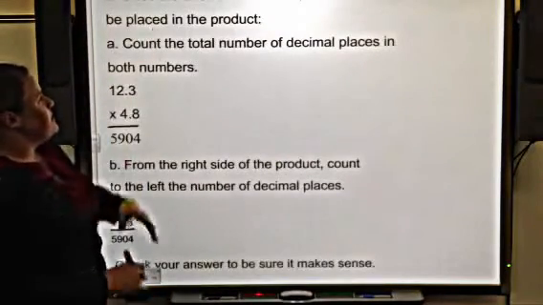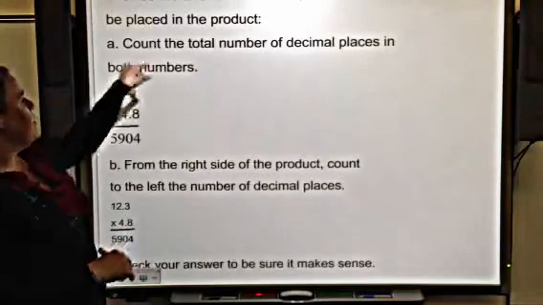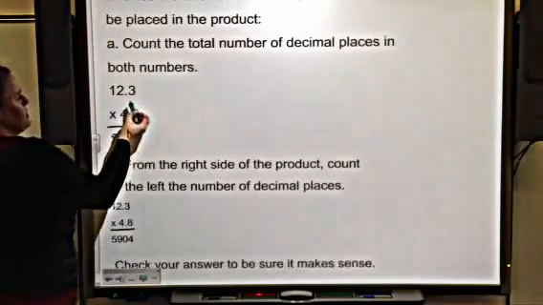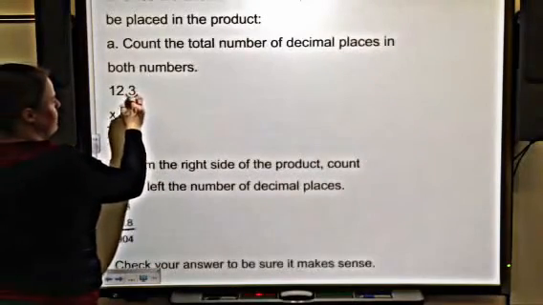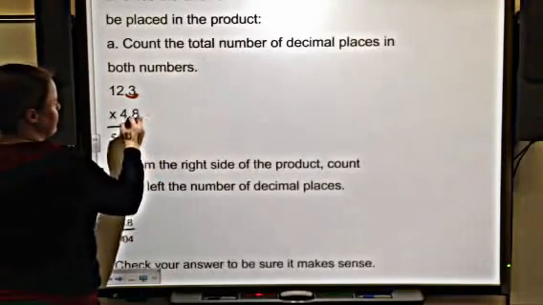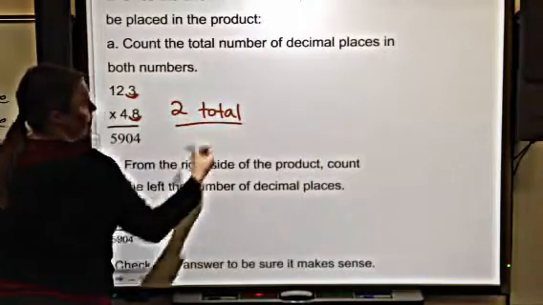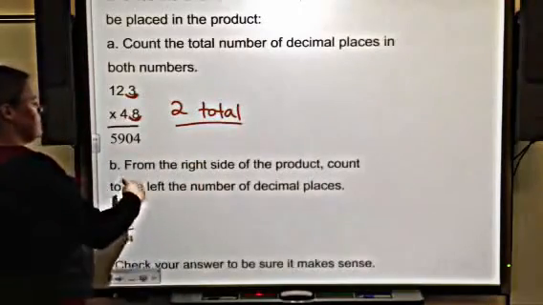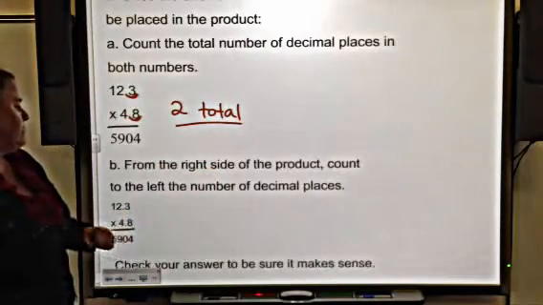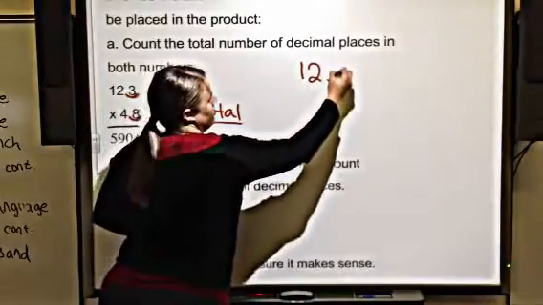The next step is, once the answer is reached, the decimal has to be placed in the product. Count the total number of decimal places in both numbers. So in this number, 12 and 3/10, we have one value after the decimal. And in the second number, we have a second one. So we have 2 total numbers after the decimal. For the next step, from the right-hand side of the product, count to the left the number of the decimal places. So I'm going to write over here larger so we can see.